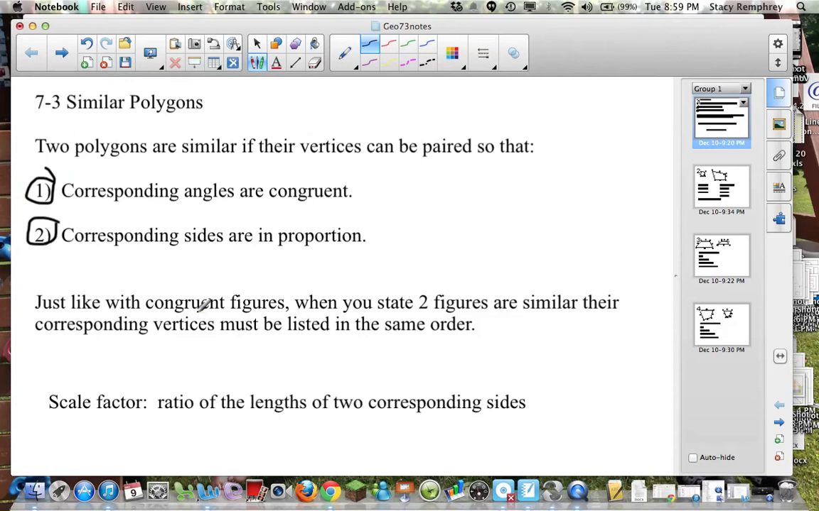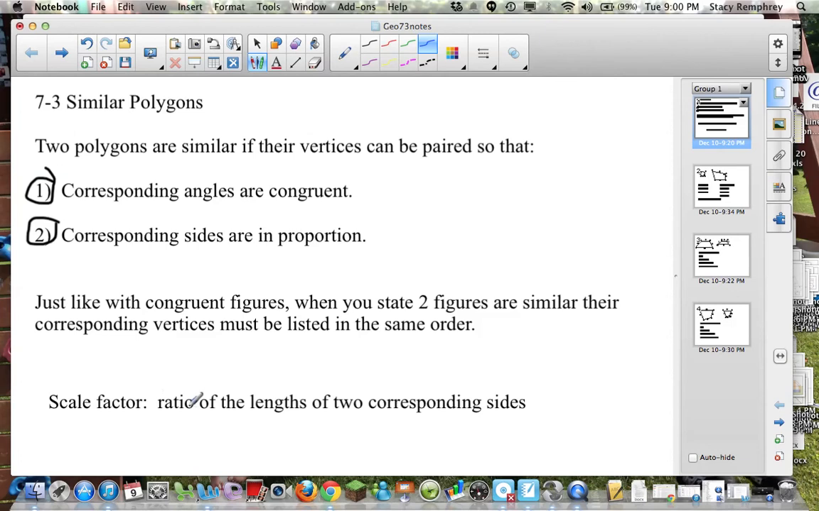Just like with congruent figures, when you state two figures are similar, their corresponding vertices must be listed in the same order. Remember when we did triangle congruency and we would say triangle ABC, whatever we said first was okay, but then when we said what triangle it was congruent to, we had to make sure whatever angle was congruent to A was first, because that's what we had put first, and then what was B went second, and so on. Make sure you do that with the similar figures as well.